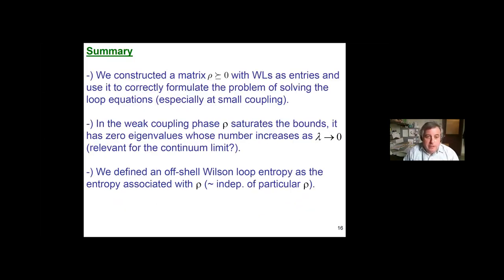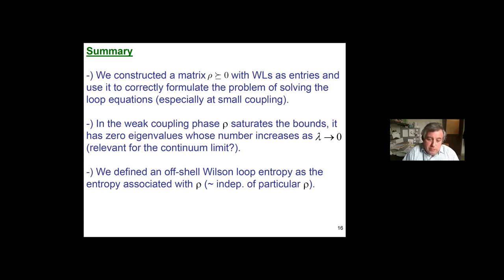So to summarize, we constructed this matrix rho that should be positive definite. The entries are expectation values of the Wilson loops, and this positivity highly constrains the solution of the loop equation. And we think, in fact, that if you do it properly, you just get the actual solution, which is physically relevant. And this is more important in the weak coupling phase. And there, the rho saturates the bounds and has zero eigenvalues. As the number increases, we check, and lambda goes to zero. And we hope that's relevant for the continuum limit.